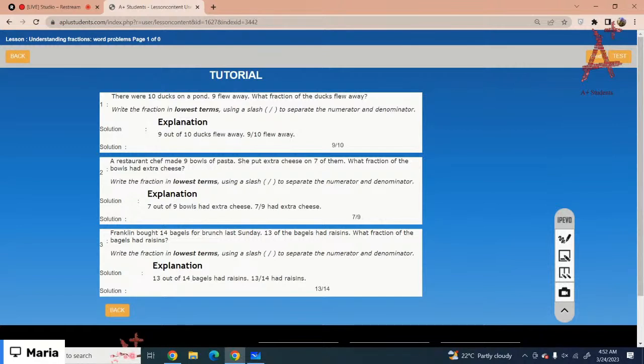A restaurant chef made 9 bowls of pasta. She put extra cheese on 7 of them. What fraction of the bowls had extra cheese? So the total bowls are 9. It would be then 7 over 9. Got it? Okay, let's just start with the test questions. You can have a look at the tutorial one by yourself later today.